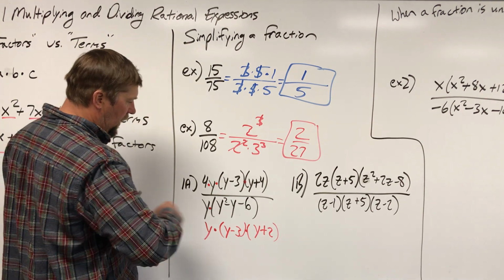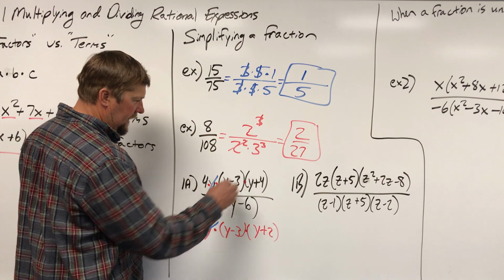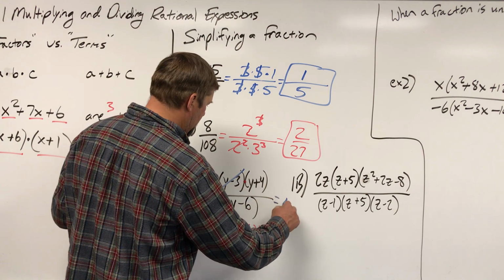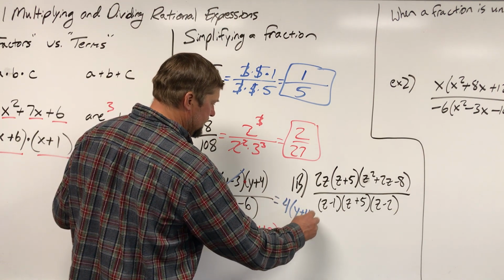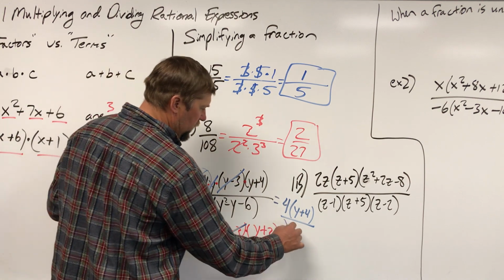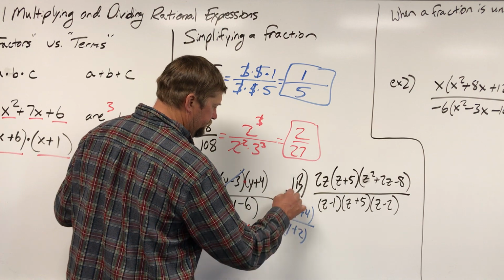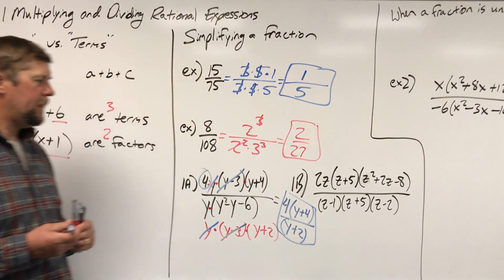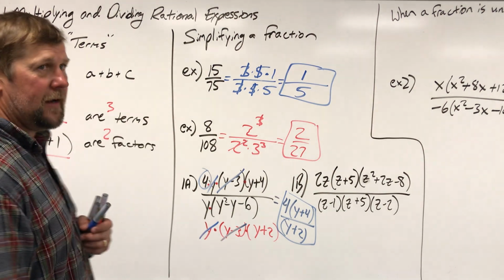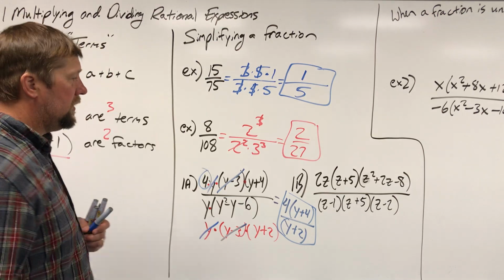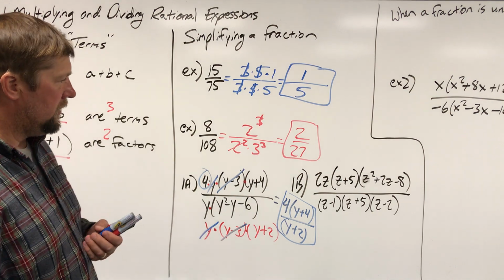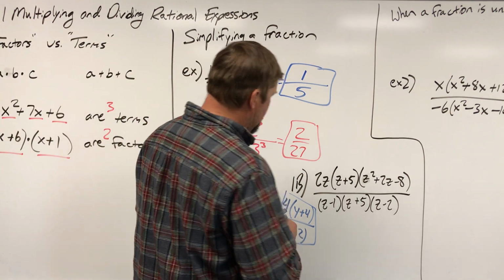I have y and y. I have a y minus 3 and a y minus 3. That leaves me with 4 times y plus 4 on the top, because I have a 4 left and a y plus 4, and it leaves me with a y plus 2 on the bottom. Okay? So you have to be able to factor things. And we spent a lot of time on factoring back in chapter 4 and 5. So hopefully you can get back there if you need to and refresh your memory on how to factor polynomials.